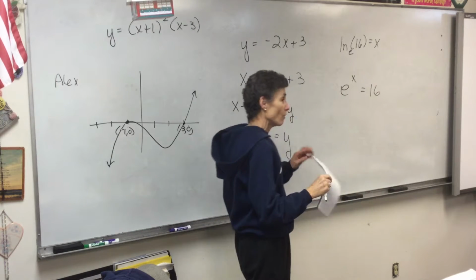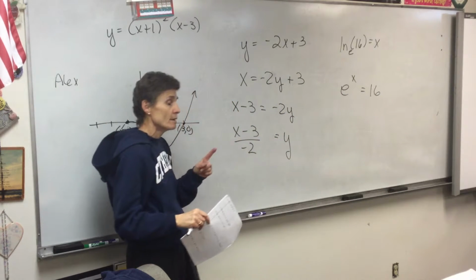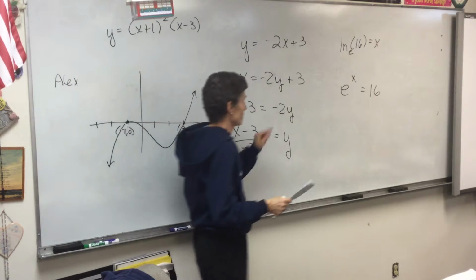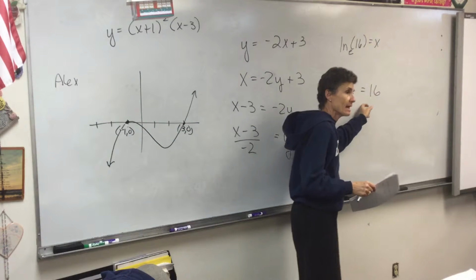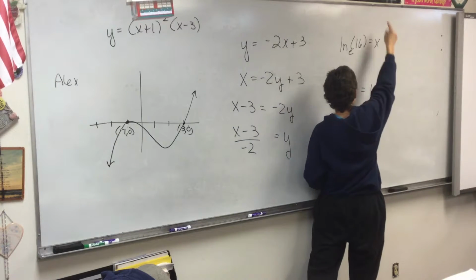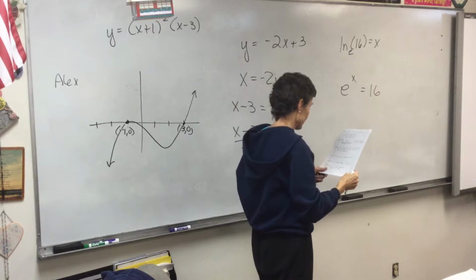Now you don't have to solve that. You could, but you don't have to. It says write in exponent form. This is now written in exponent form. That's all there is to it. E to the x equals 16.